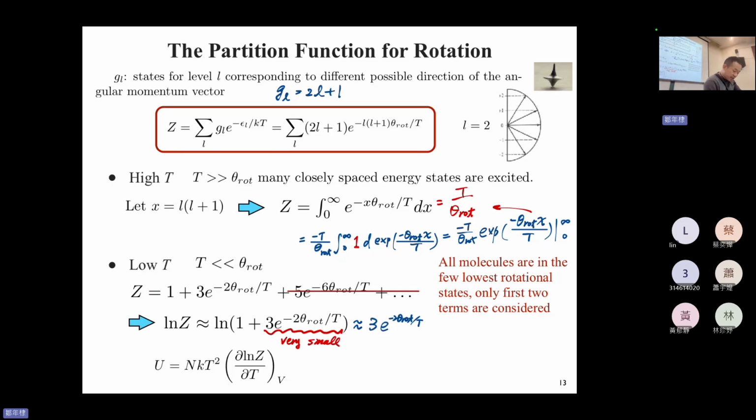So after that, we can substitute this into the U formula. U equals nkT squared, partial natural log z over partial T, right? So now we can directly obtain U. So this z and this U, we will use later, in the next page.